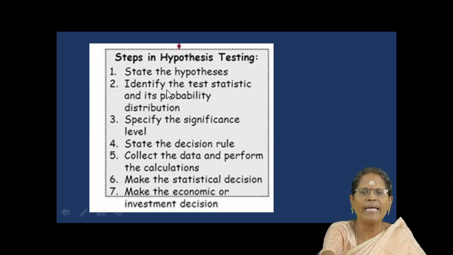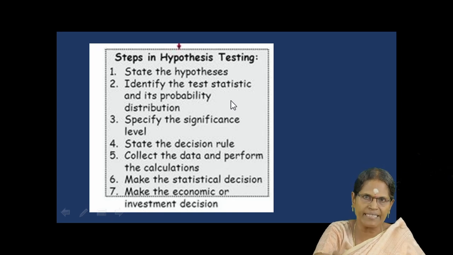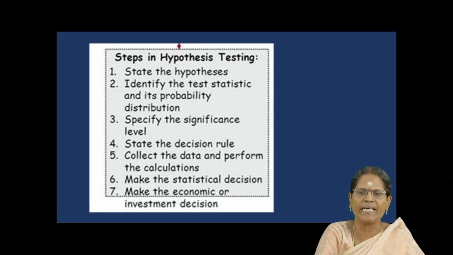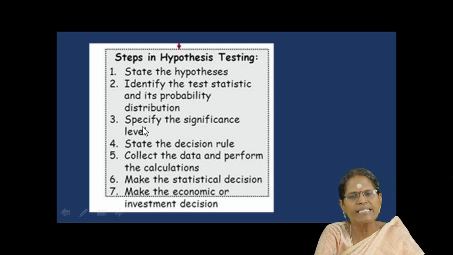When we talk about any test, we should decide which it is. Here we are talking about identifying the test statistic. The test statistic may be either the t-test, z-test or f-test. Then the probability distribution. The probability distribution we are going to deal with is mostly normally distributed data. Then the next one is the significance level.